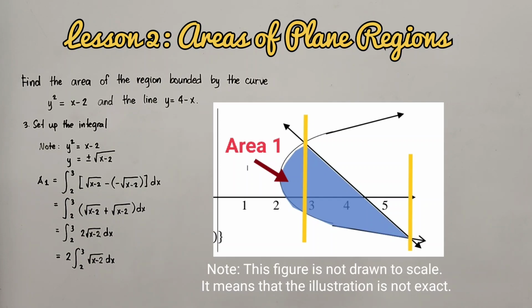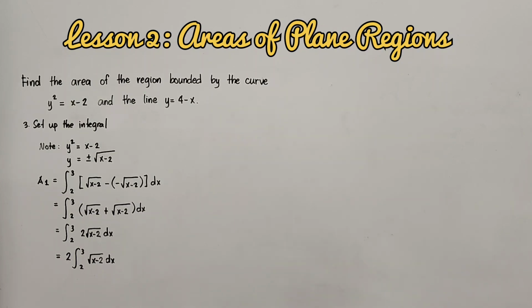Look at the graph: the vertex of the parabola is at x equals 2 and the x-coordinate of that point is x equals 3. So we will be using the bounds 2 to 3. The square root of x minus 2 minus the negative square root of x minus 2 is equal to the square root of x minus 2 plus the square root of x minus 2. Combining those similar terms, that is now equal to 2 times the square root of x minus 2 dx.